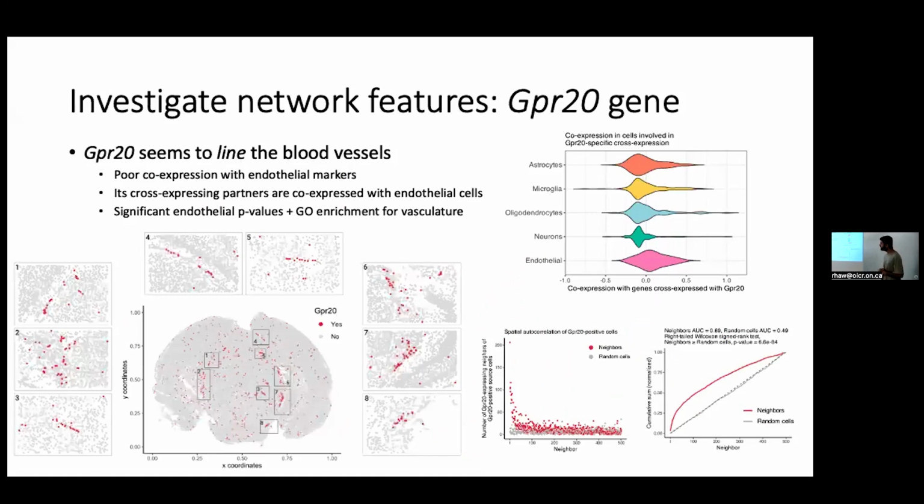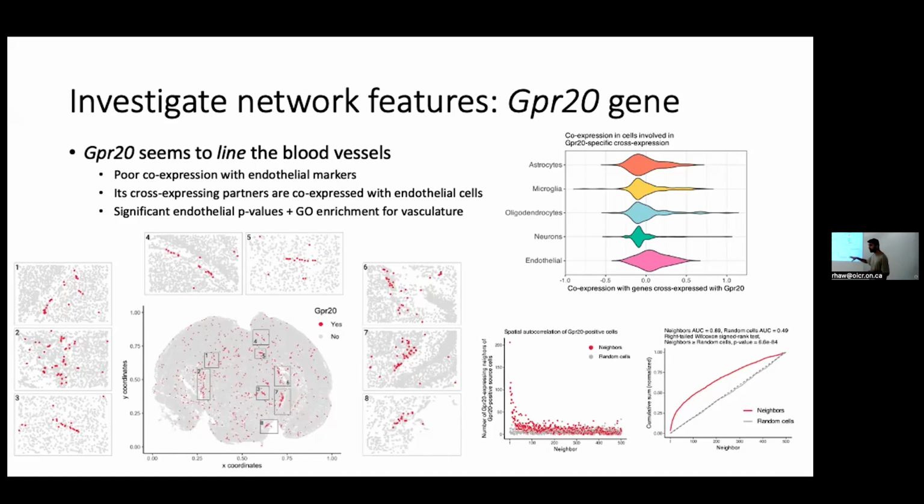The first thing we did is look at all the genes. There are many genes that are cross-expressed with GPR20. What kind of cell types do they tend to be expressed in? On the top right corner of the slide, I'm plotting the expression of genes that are cross-expressed with GPR20. In other words, it's a way of asking about the cells neighboring GPR20 cells, the nearest neighbors, what cell type they really are. That's a more indirect way of saying it. You can see that they tend to be expressed in endothelial cell types as opposed to any other cell type, meaning that GPR20 seems to be nearby what you might describe as blood vessels or capillaries.